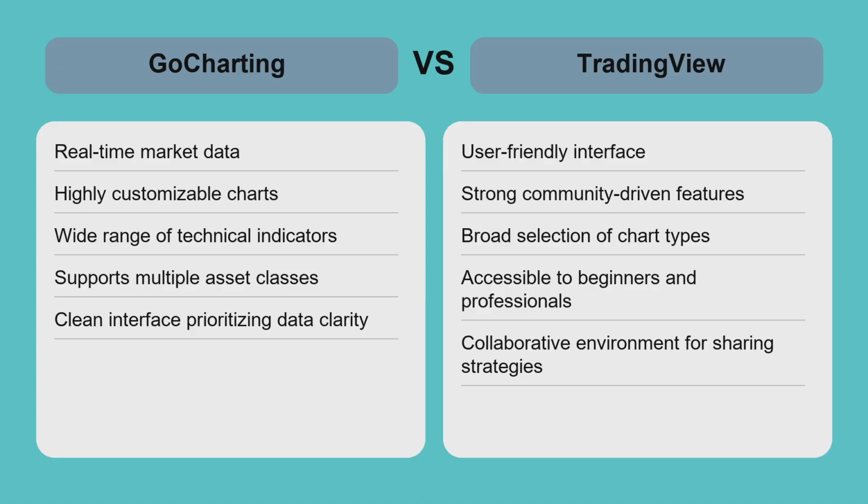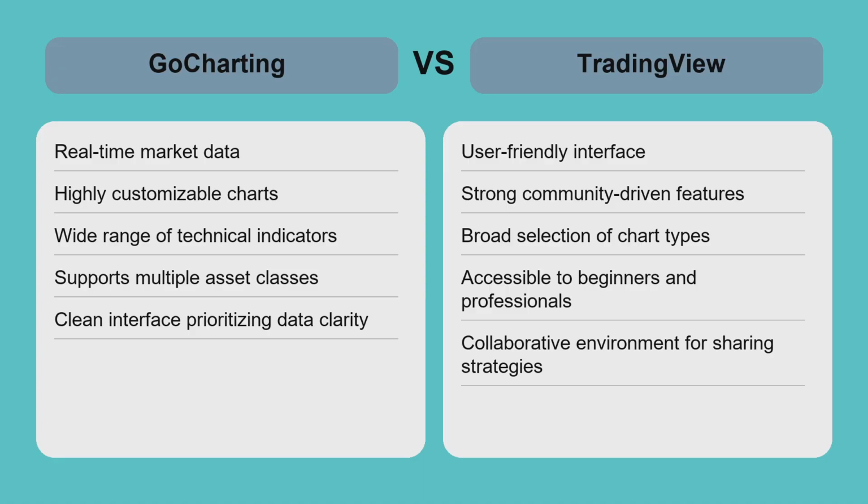GoCharting excels in delivering fast, precise data and deep customization, making it ideal for traders who rely heavily on technical analysis and want to control every chart aspect. On the other hand, TradingView shines with its community features and ease of use, perfect for traders who benefit from social interaction and shared insights.